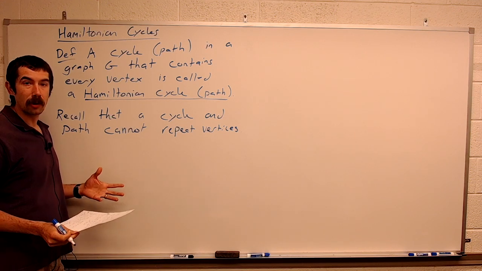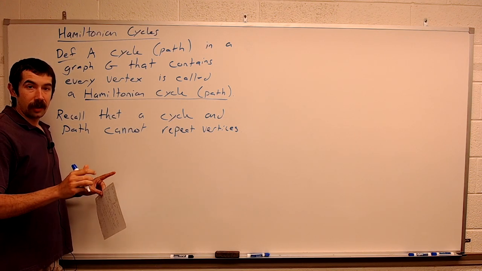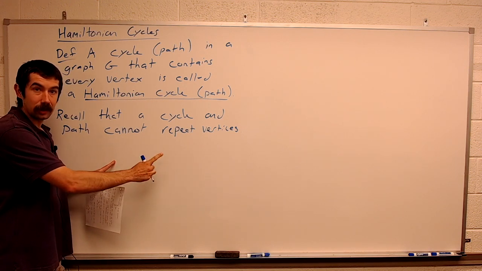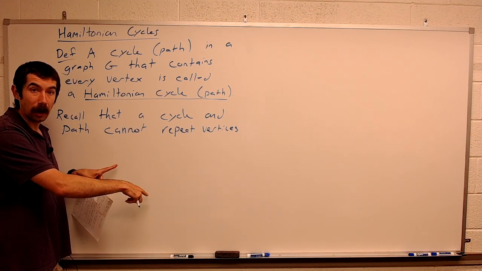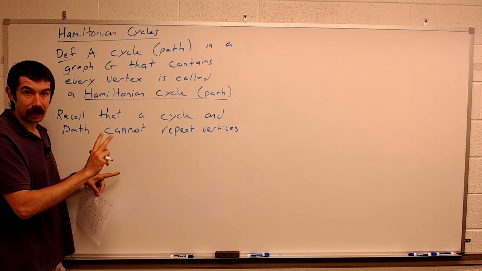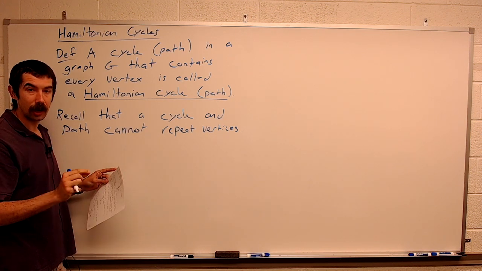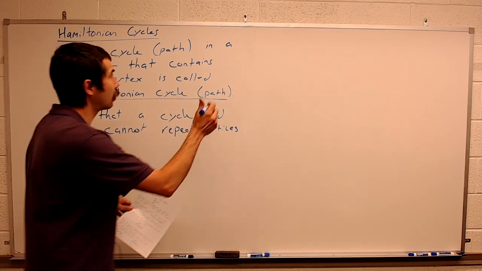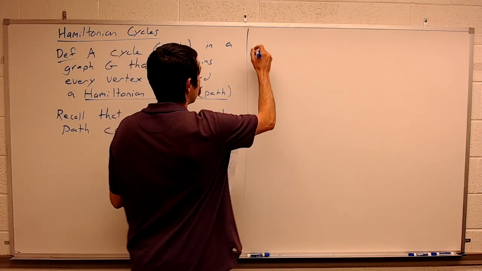All right, so a Hamiltonian cycle is a cycle where we start at a vertex and we travel to each vertex exactly once except for the starting and ending vertex. That's going to be a duplicate. All right, so we want to travel and hit every vertex exactly once. All right, let's take a look at an example.